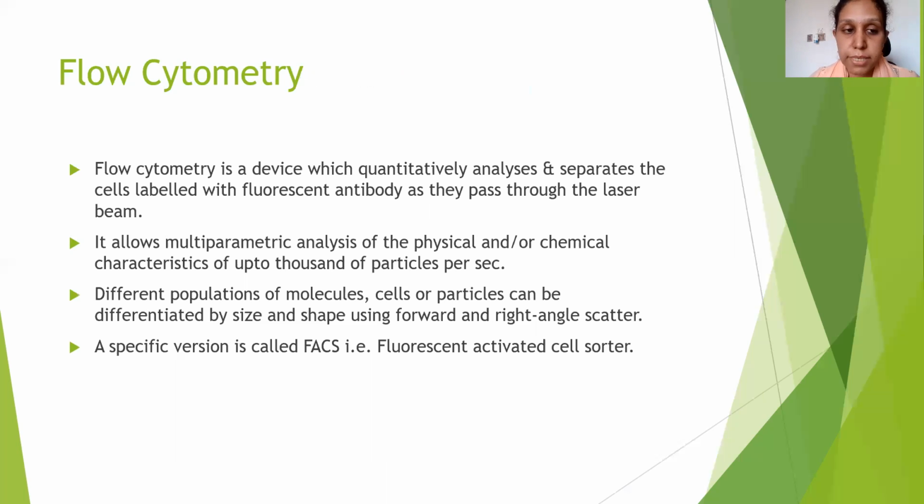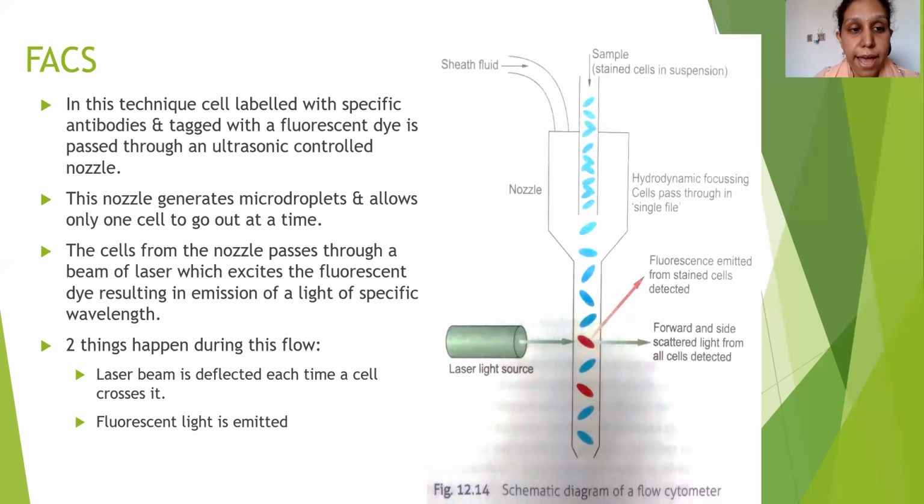Now coming to flow cytometry, it is a device which quantitatively analyzes and separates cells labeled with fluorescent antibody as they pass through a laser beam, and allows multiparametric analysis of the physical and chemical characteristics of up to 1,000 particles. Different populations of molecules, cells, and particles can be differentiated by size and shape using forward and right-angle scatter. A specific version is FACS, the fluorescence activated cell sorter. We are using this for CD4 counting. So what is FACS?